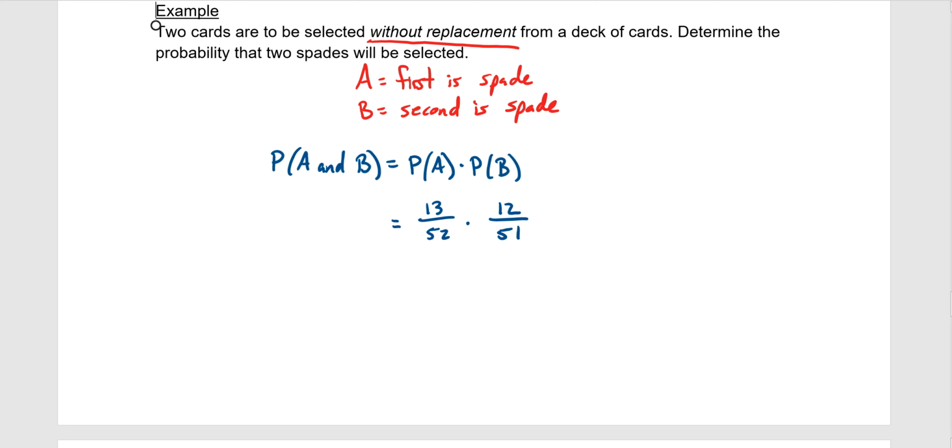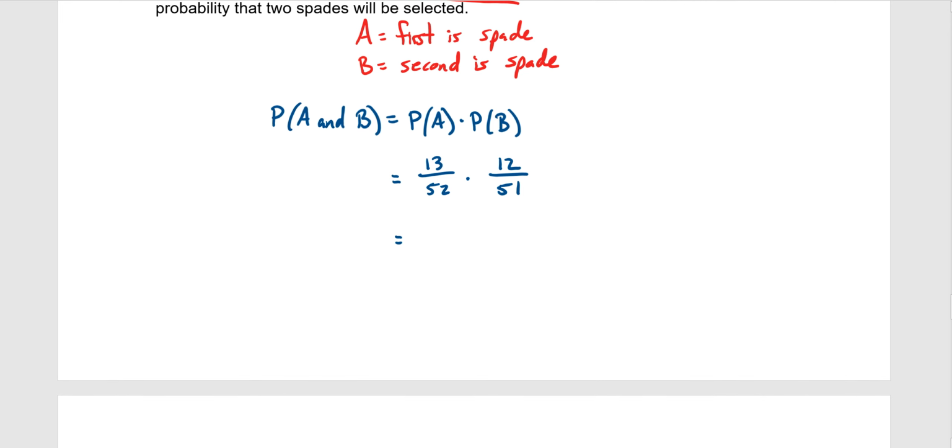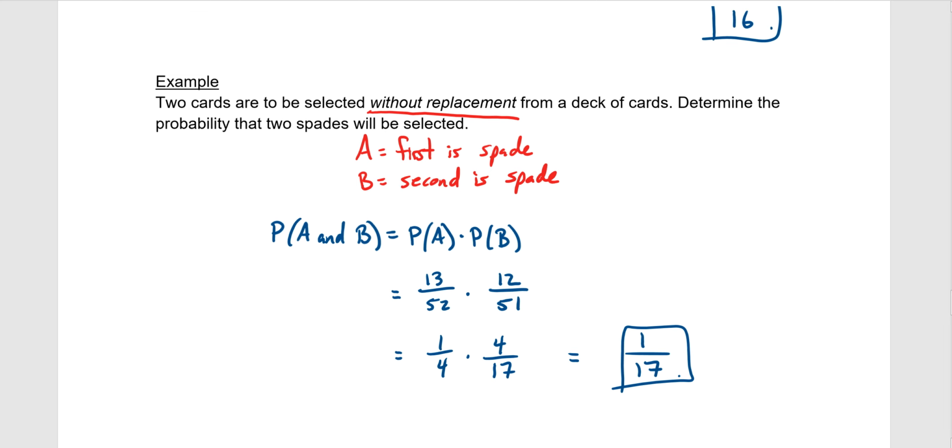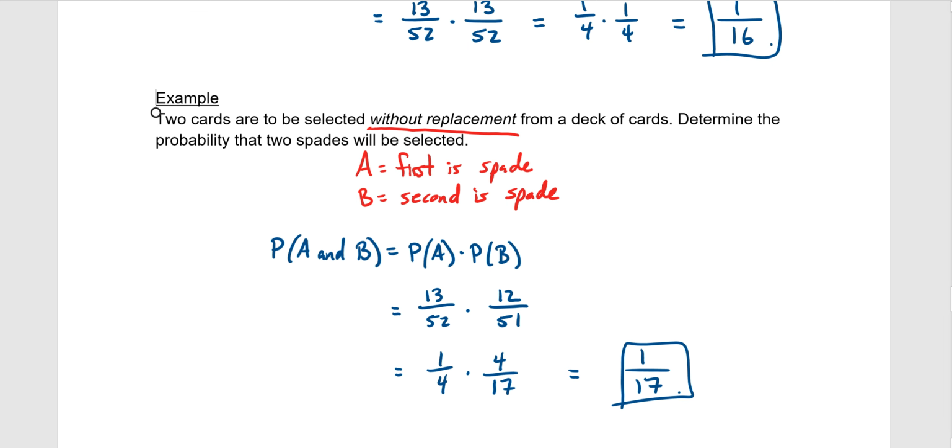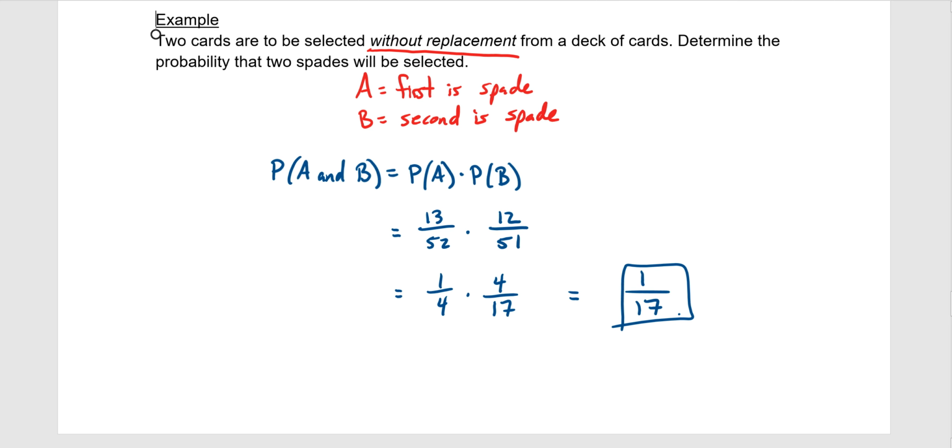And we can simplify this first. We can simplify 13 over 52 to 1/4. 12 over 51 simplifies to 4 over 17 if we divide by 3 in the numerator and denominator. And if we multiply straight across here, the 4's will actually end up canceling. 4 divided by 4 is 1. We end up getting 1 over 17 as our probability. So that's the probability of selecting it without replacement. We saw that with replacement, it was 1 over 16. So with replacement was a little bit better.